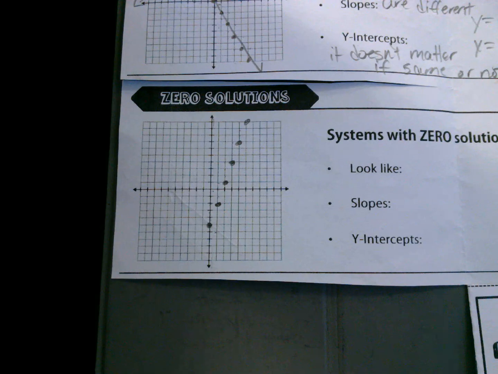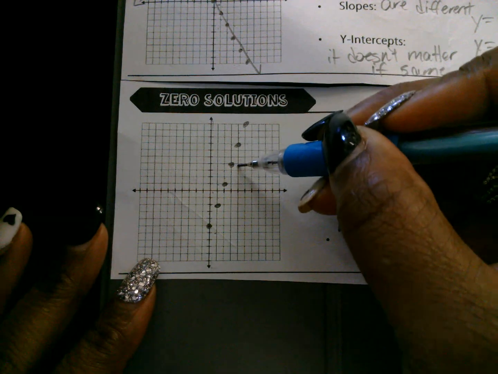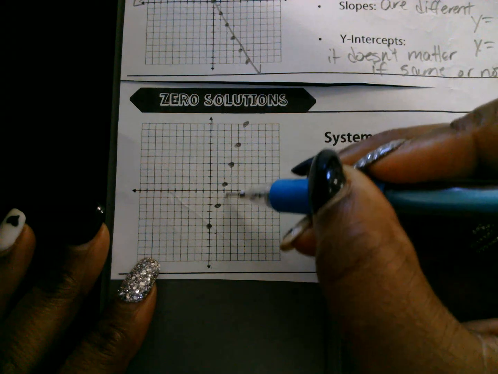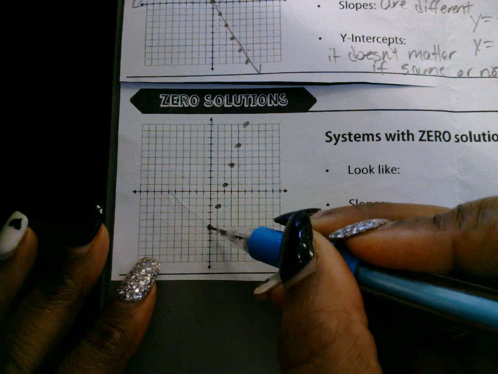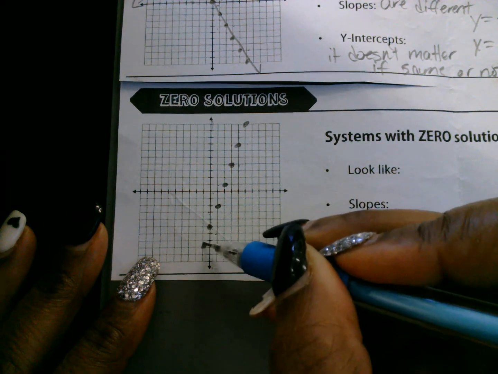Opposite direction. We go down 3, left 1, down 3, left 1, and keep repeating, down 1, 2, 3, to the left 1.